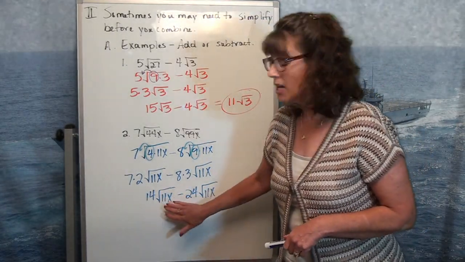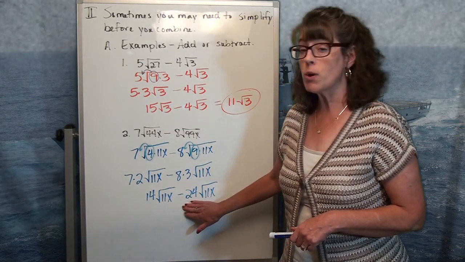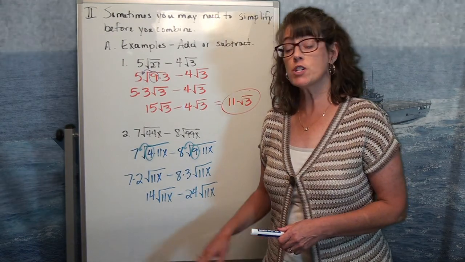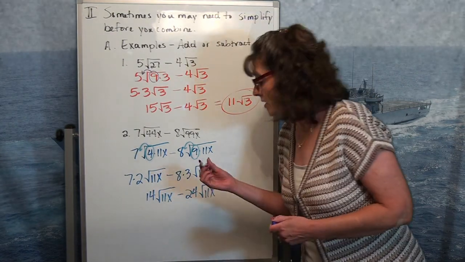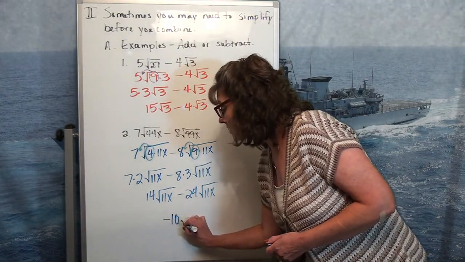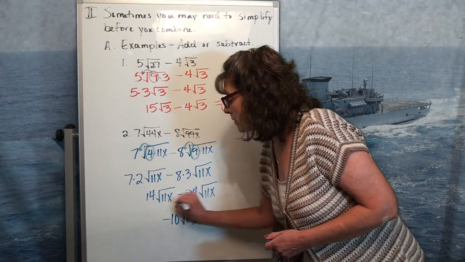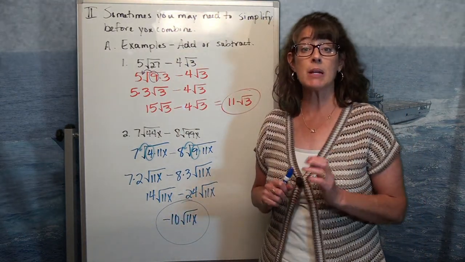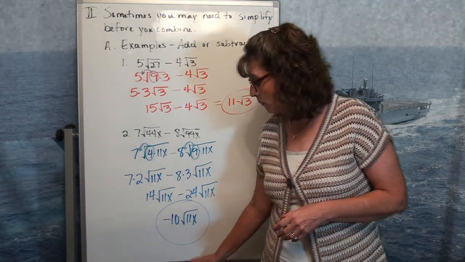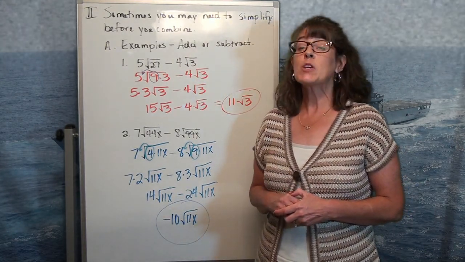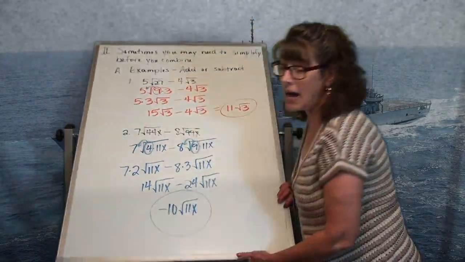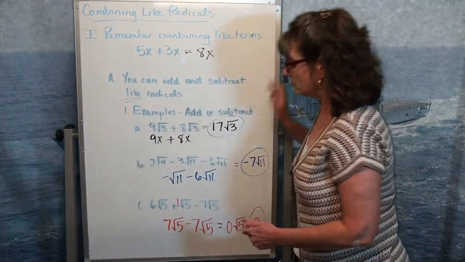Because I have 14 of them minus 24 of them, so I'm going to work those coefficients, and 14 minus 24 is a negative 10, and I have negative 10 of them. I'm going to retain what's making them alike. The radicals are alike now, and I'm going to keep that because I worked awfully hard to get it, and work those coefficients. So I hope that helps with the idea of being able to combine up like radicals.